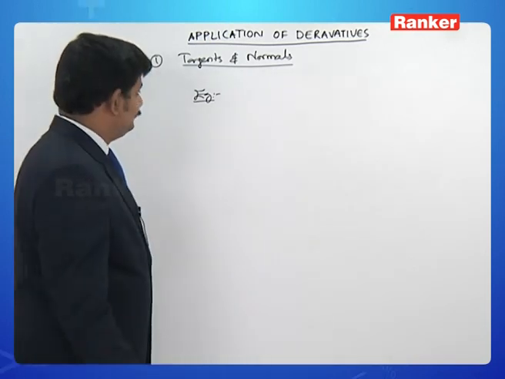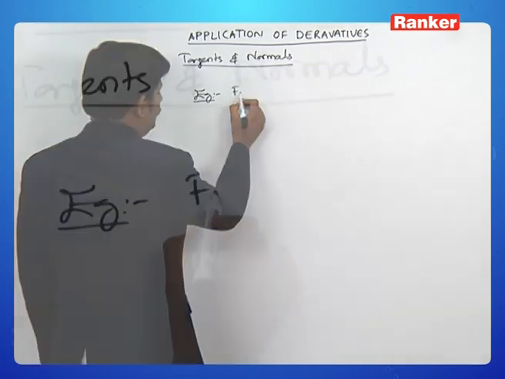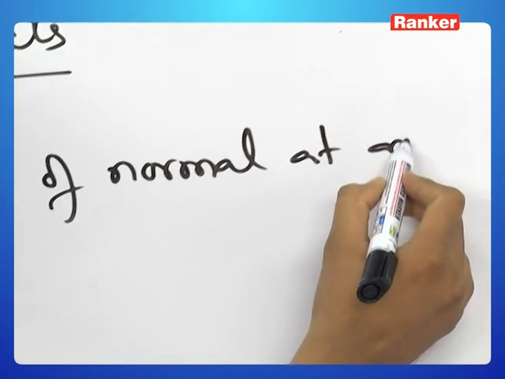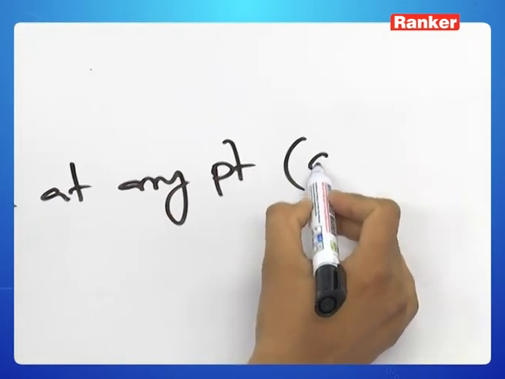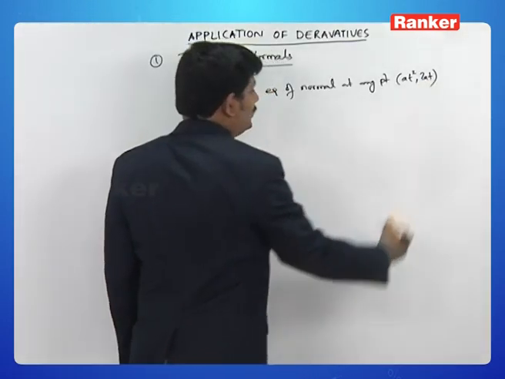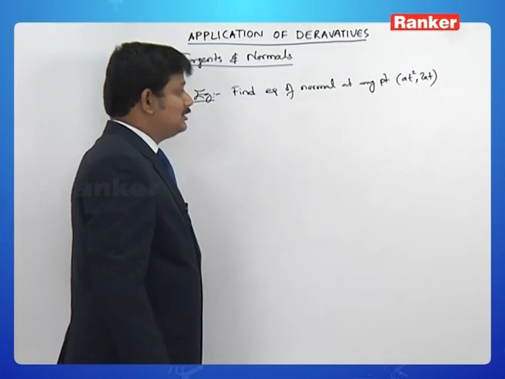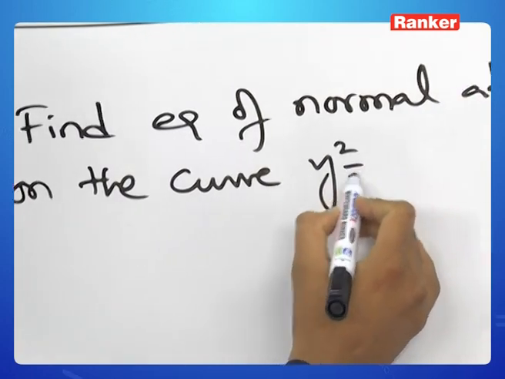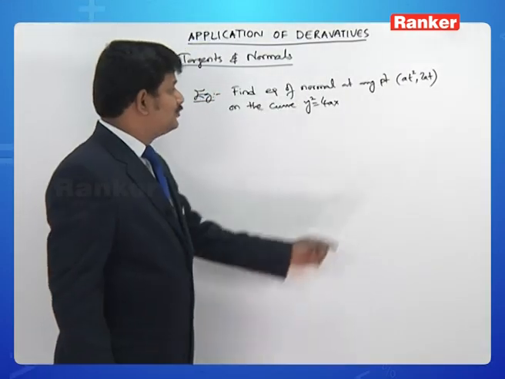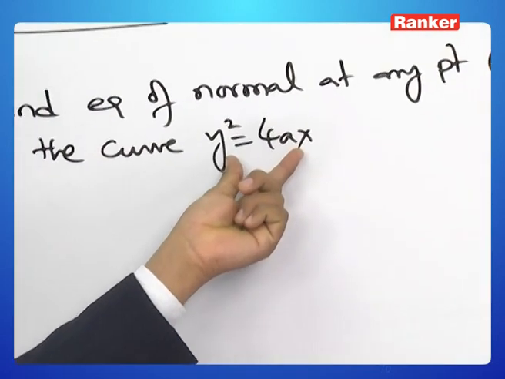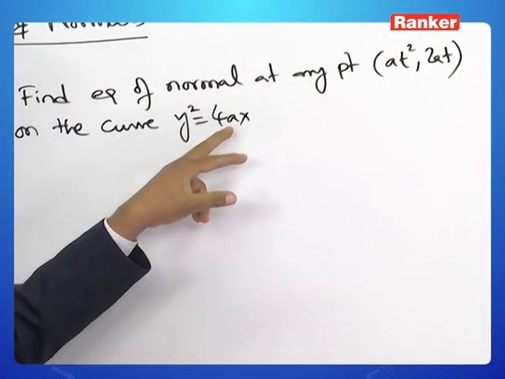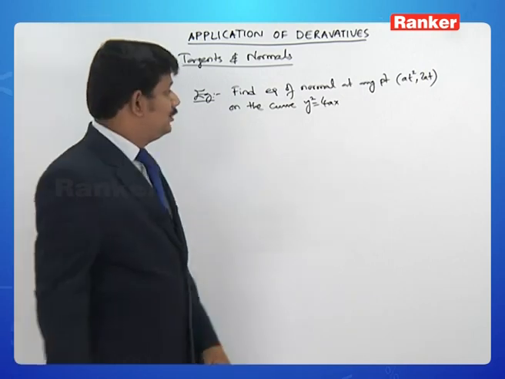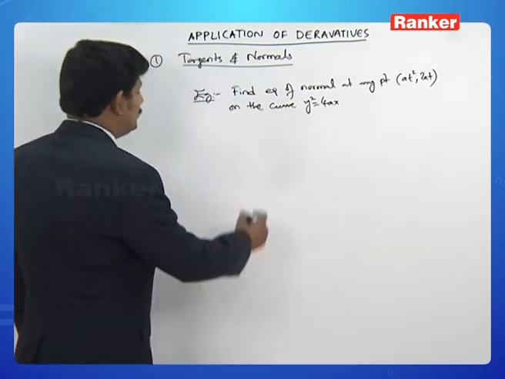Let us look at another example. Find the equation of normal at any point at square comma 2at, the point is again given in terms of a parameter t, on the curve y square is equal to 4ax. We can see for all values of t, this point satisfies this curve. At square, when we substitute, it is 4a square t square on the right hand side. 2at, when we substitute, again it is 4a square t square on the left hand side. So, this is a point on the curve.